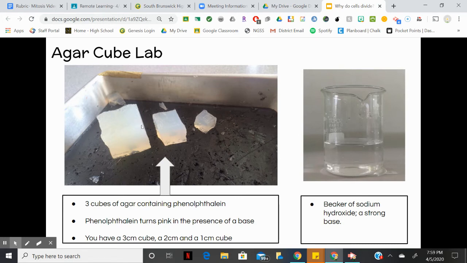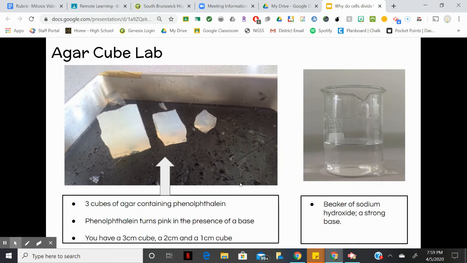We use something called agar. Agar is kind of like a gelatin. It comes from seaweed. It's very sturdy, a very rigid, dense gelatin. And in the lab, you prepare this agar to contain a chemical called phenolphthalein. Phenolphthalein is an indicator for changes in pH. It turns pink in the presence of a base.